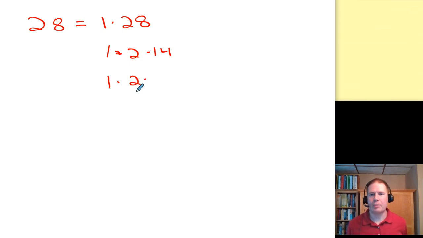And 2 is a prime number. The only way to get 2 is 1 times 2. So let's look at the 14. 14 is not prime. 14 is 2 times 7. And 2 times 7 is 14, so I can replace that 14 with 2 times 7.